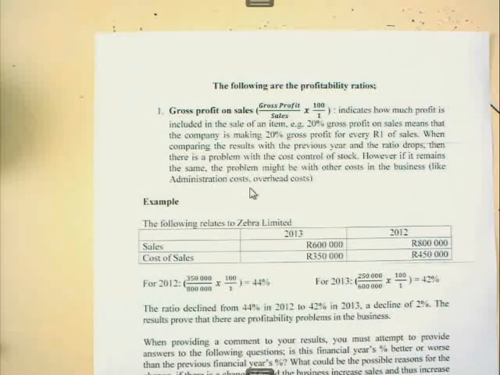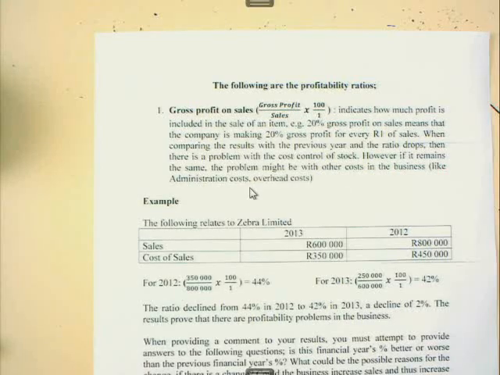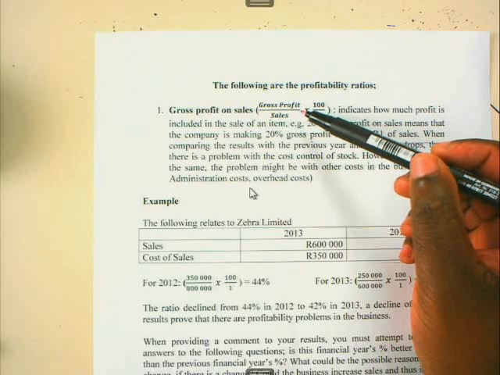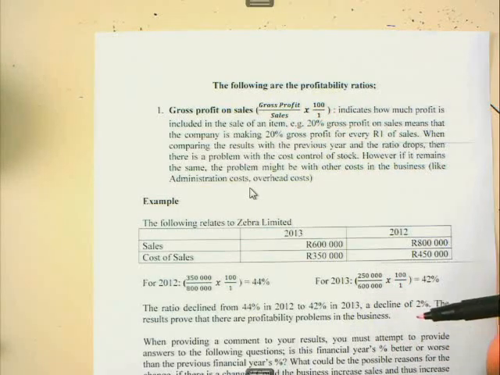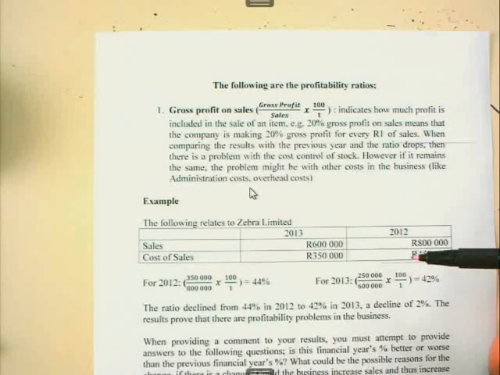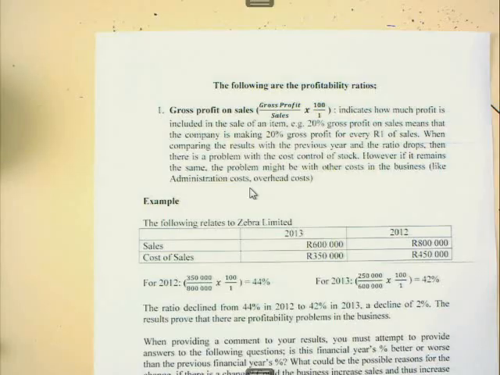What we are going to do thereafter are the profitability ratios. The first one will be gross profit on sales. How do you calculate it? It will be your gross profit divided by sales, multiplied by 100 over 1. That's the formula for calculating the gross profit on sales. This ratio indicates how much profit is included in the sale of an item.